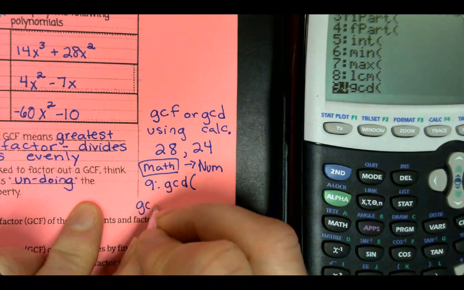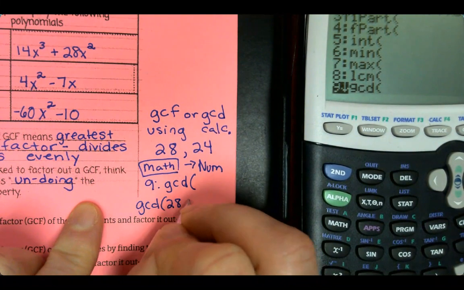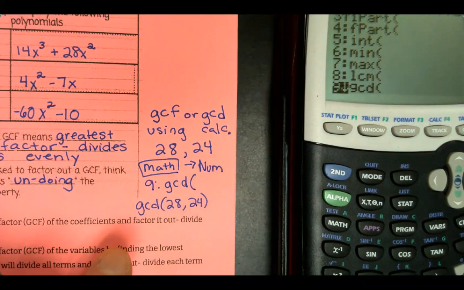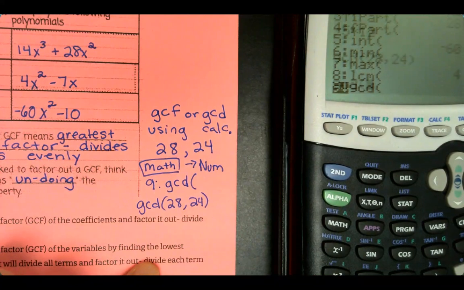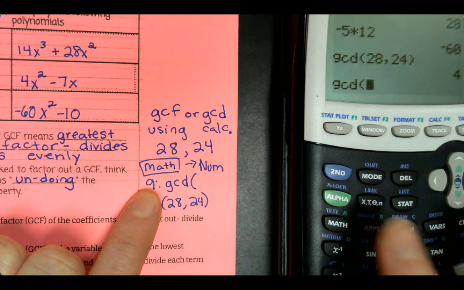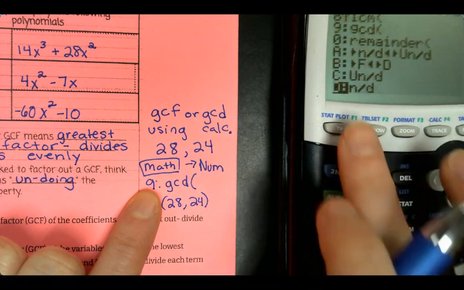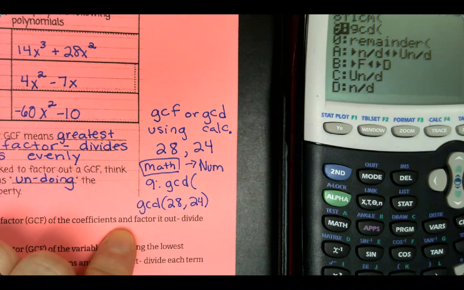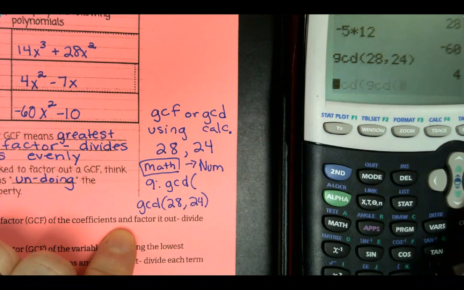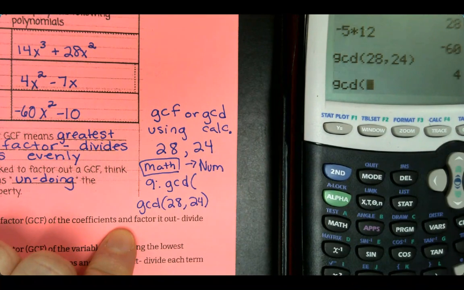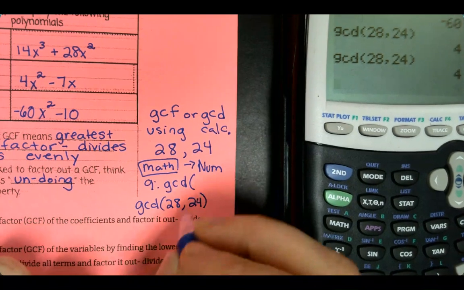And so we'll do GCD 28, comma 24. You can only do 2 numbers at a time. Math, over to num, find the GCD. Then 28, comma 24. And it comes out to equal 4.